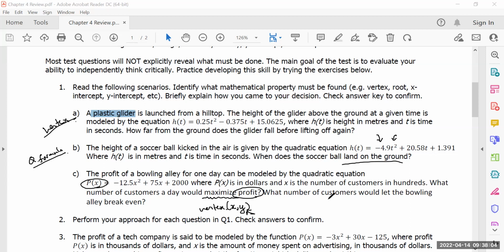Second question says, what number of customers would let the bowling alley break even? That's a keyword. That means profit is 0. That's like saying the y value is 0. Sound familiar? That second question is asking for the x-intercepts. Let's move on. Question 2 says, perform your approach for each question in question 1. Check answers to confirm. Now would be a good time for me to switch over to my white screen.